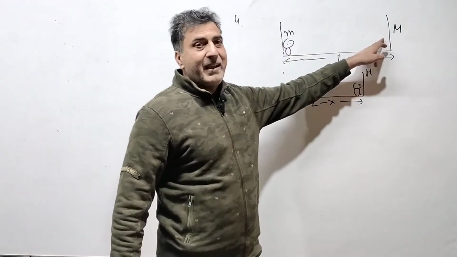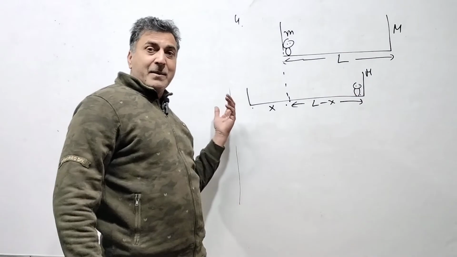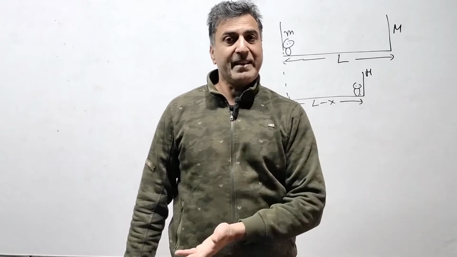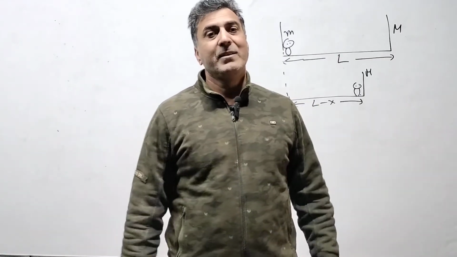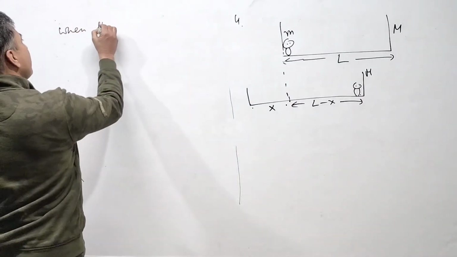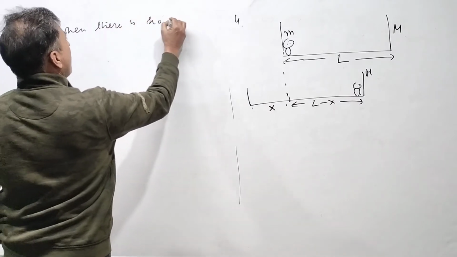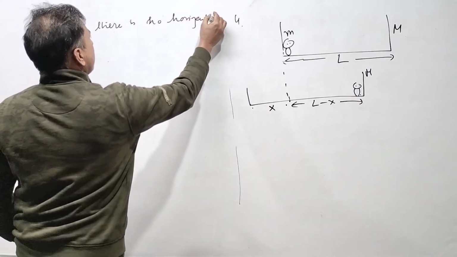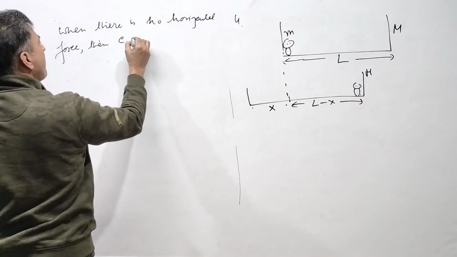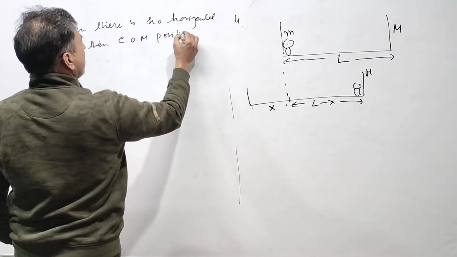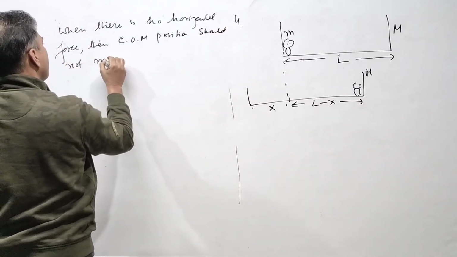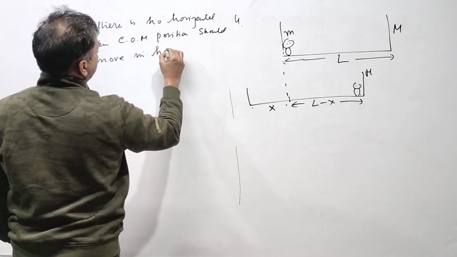इसने अपना सेंटर ऑफ मास आगे लिया, बोट को अपना सेंटर ऑफ मास पीछे लेना चाहिए, ताकि जितना उसने सेंटर ऑफ मास आगे लिया उतना बोट पीछे ले, ताकि सेंटर ऑफ मास जहां है वही रहेगा. वजह, because there is no horizontal force. When there is no horizontal force, then center of mass position should not move in horizontal direction.